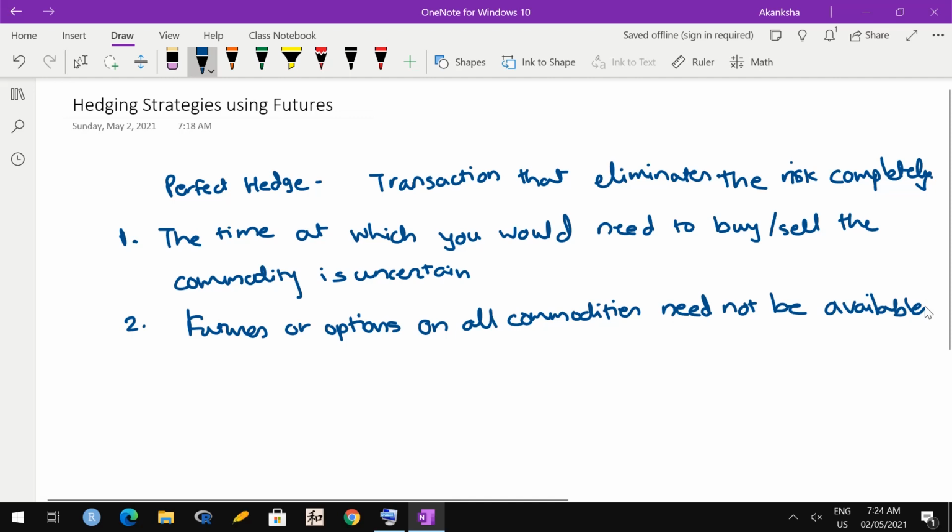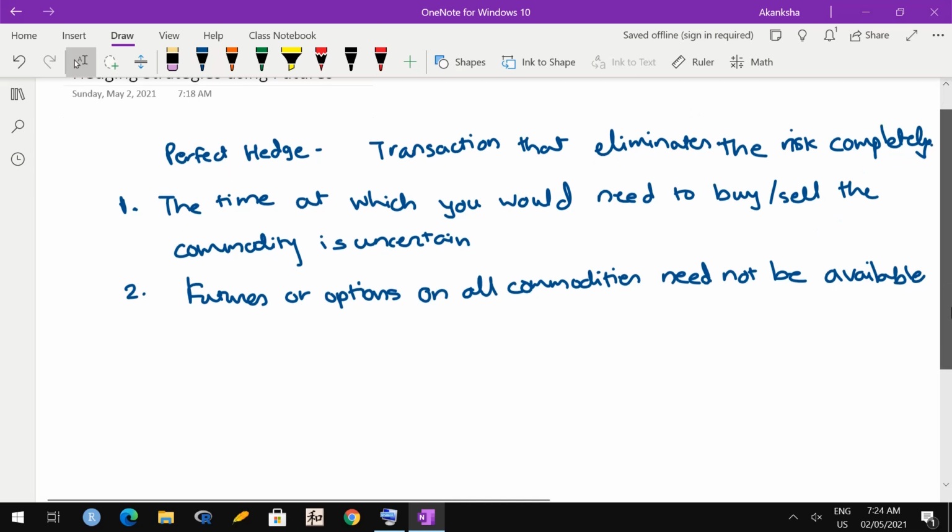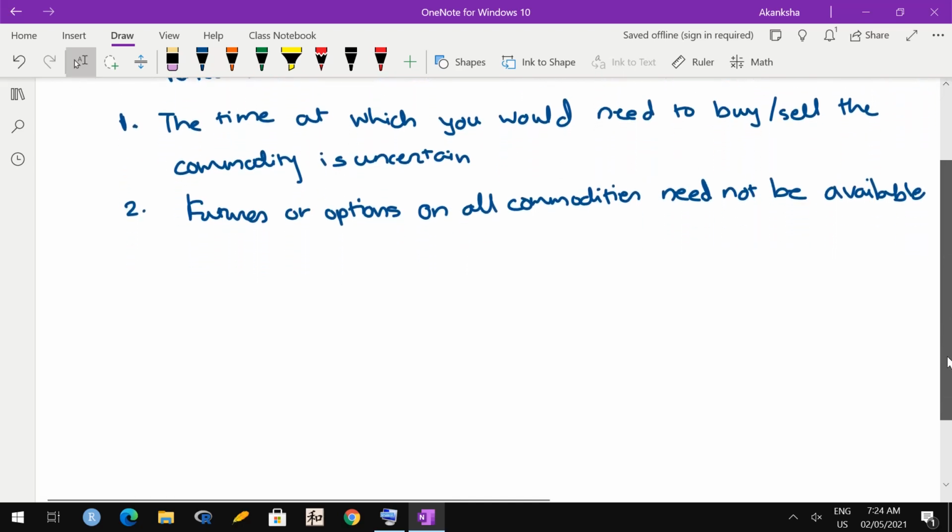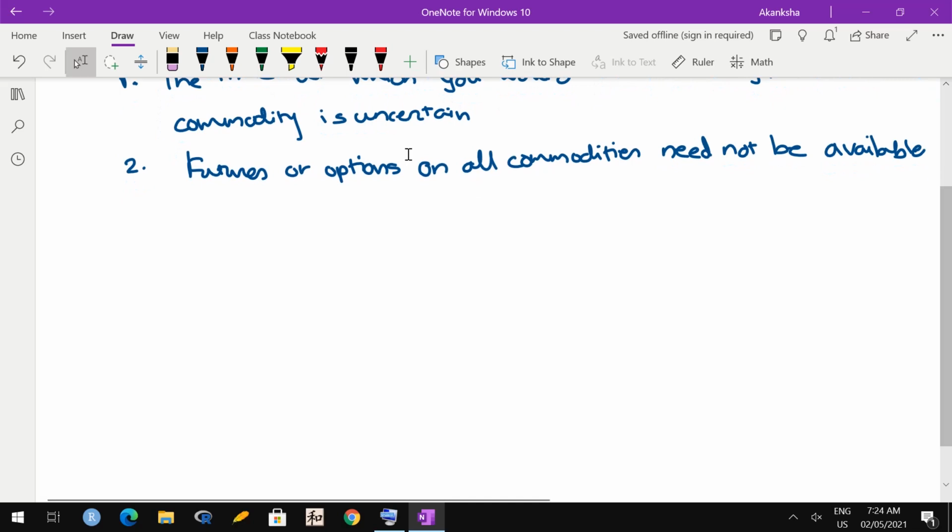When I say similar commodities, the price movements won't be perfectly in sync. Price movements would be more or less in a similar direction, but they won't be perfectly in sync. As a result, you can't eliminate the risk completely. Some gap would always remain. So these are the reasons why a perfect hedge doesn't exist in practice. Still, of course, people would try to minimize the risk as far as possible.